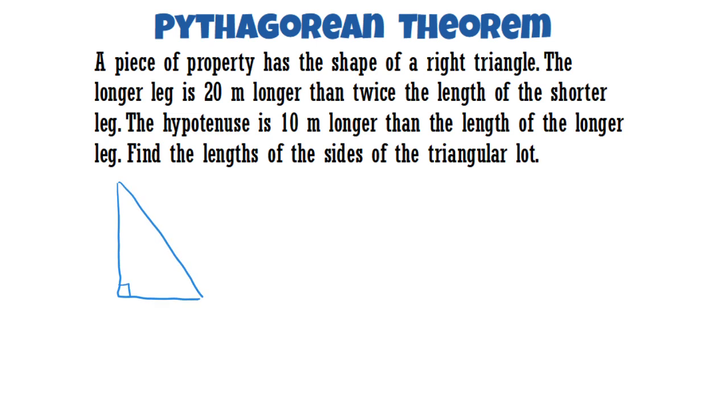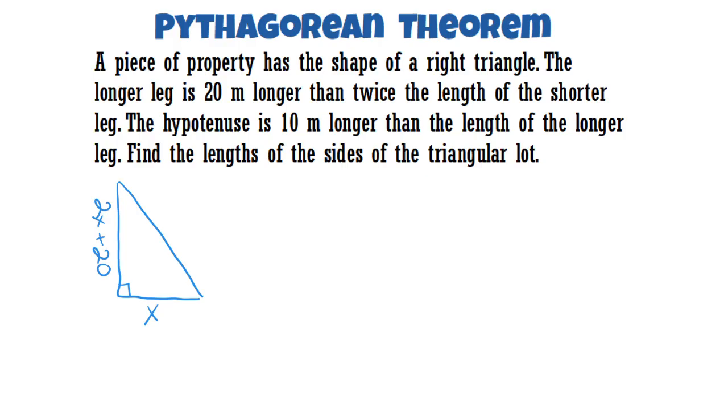It says that the longer leg is 20 meters longer than twice the length of the short leg. That's kind of long-winded, but I'm going to back out of that and start with the short leg it's referencing. I don't know how long the short leg is, so I'm going to call it x. Twice the short leg would be 2x, but it's 20 meters longer than that, so that's 2x plus 20.